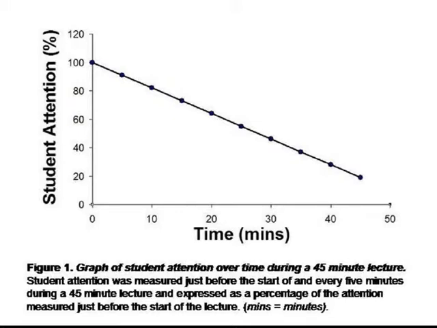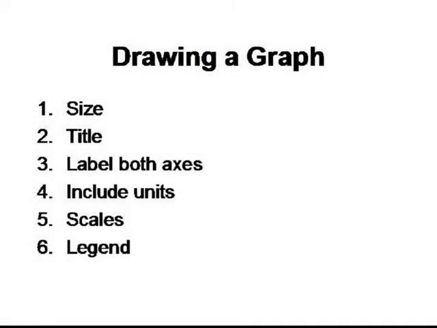We're going to look at 6 components that it's important to include in any such graph. We're going to say a few words about each of these components: the size of the graph on the page, the graph title, axes labels, units, scales, and legend.